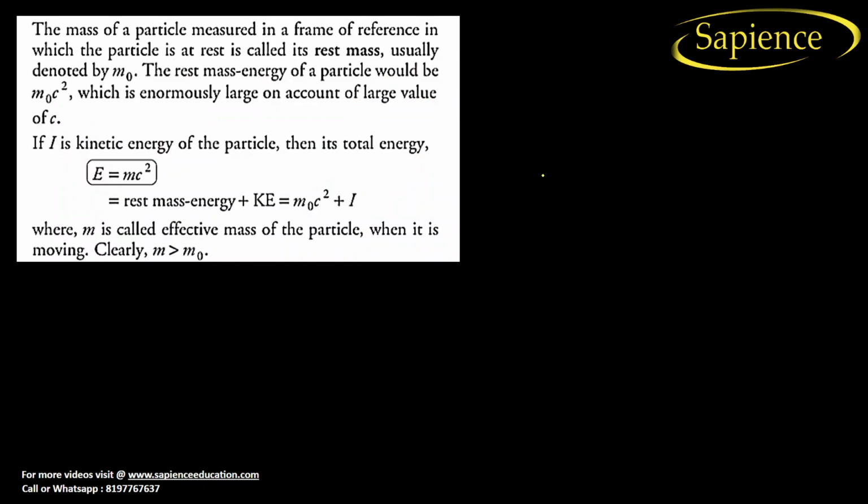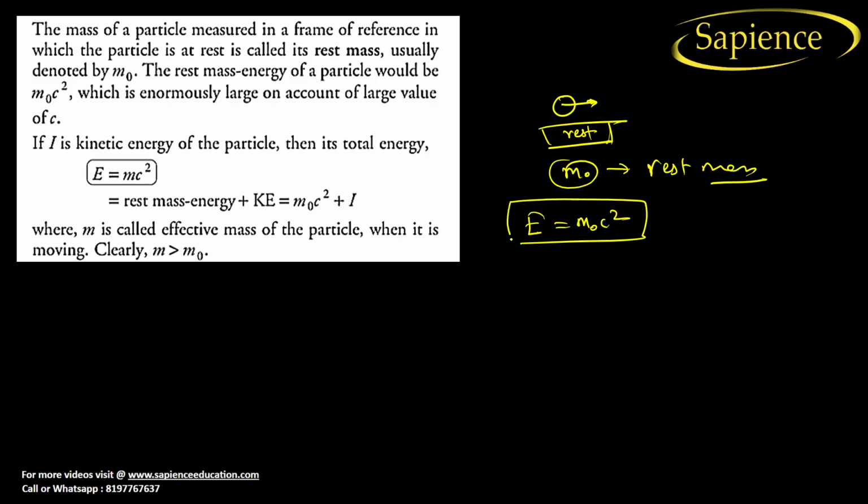The mass of a particle measured in the frame of reference in which the particle is at rest is called rest mass. It is considered as m naught, and it is known as rest mass. The rest mass energy of the particle would be m naught c², because we are using the rest mass.